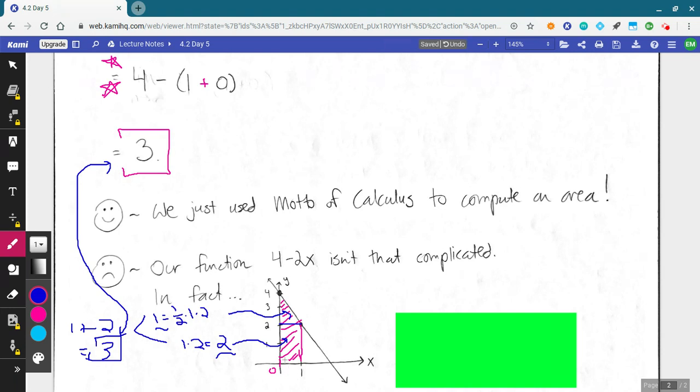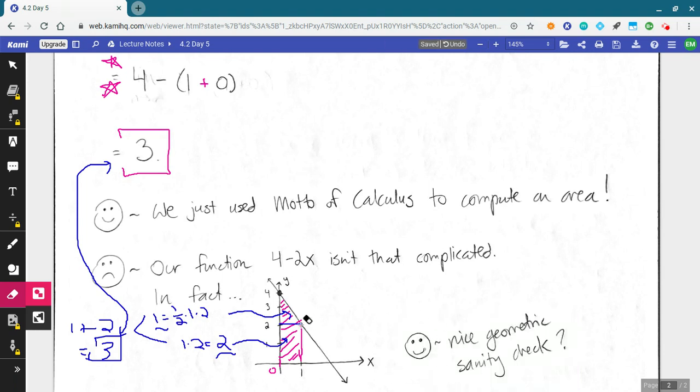Okay, don't be mad at me. Don't be mad at me, right? x cubed, the one we did yesterday, that was brand new, right? That was a new area we couldn't do using this way. But this function, 4 minus 2x, we definitely didn't need all this machinery to work through. But maybe a little bright side is that this is a nice geometric perspective on our work, a little check that, yes, indeed, 3 is what we should be getting.